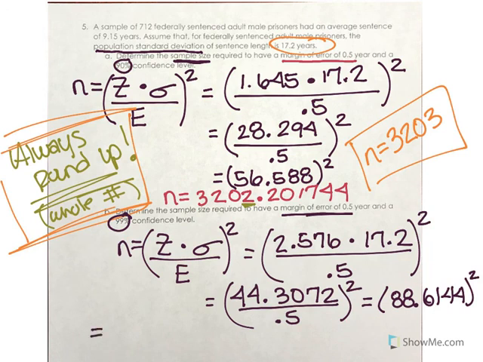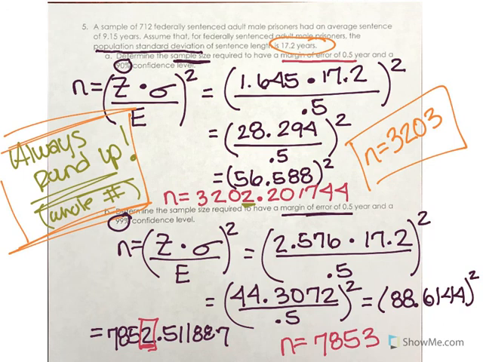I'm going to write it over here. You get 7852.511887, and none of that matters because the rule says we will always round up to the next whole number. So our n, our sample size, would be 7,853. And that would conclude everything you would need for Chapter 8 on confidence intervals.